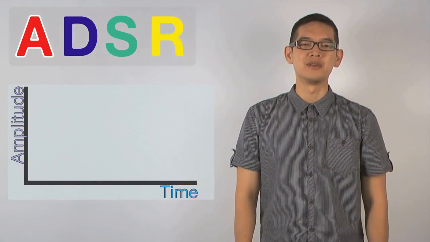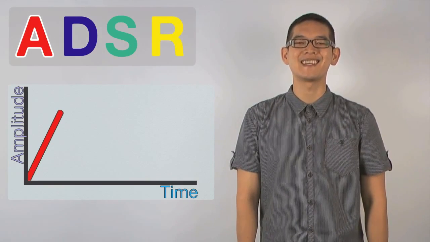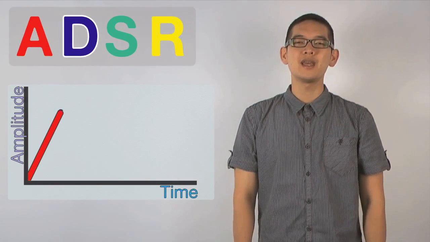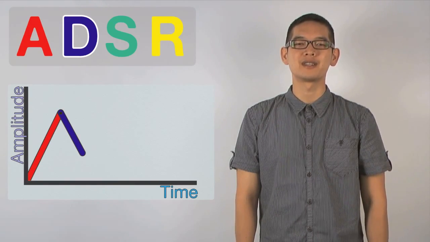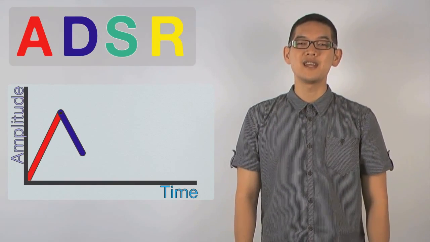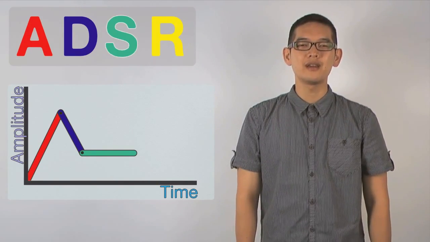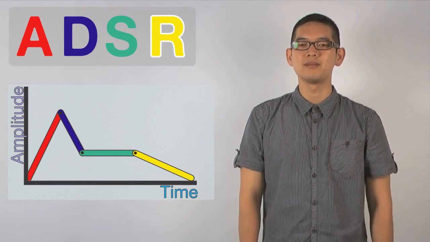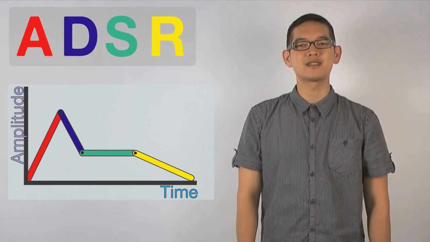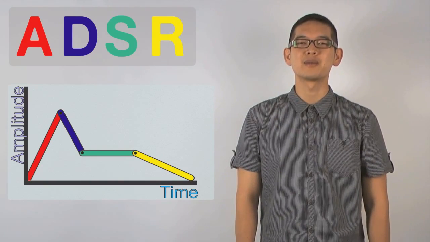The attack portion correlates to the onset of the sound, or how rapidly it increases in intensity. The decay period correlates to the drop in intensity immediately following the onset of the sound. The sustain period is the length over which the sound remains fairly constant, and the release describes the period over which the sound dies. By manipulating these ADSR parameters, we can greatly alter a synthetic sound and its impact within a mix.